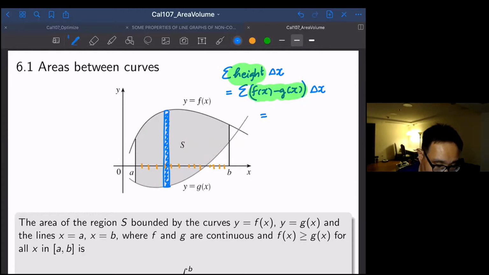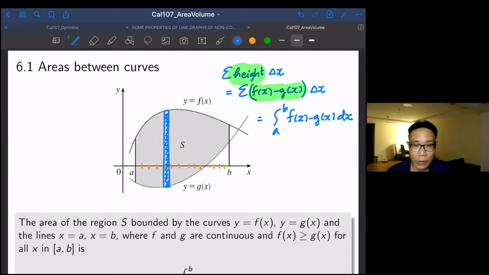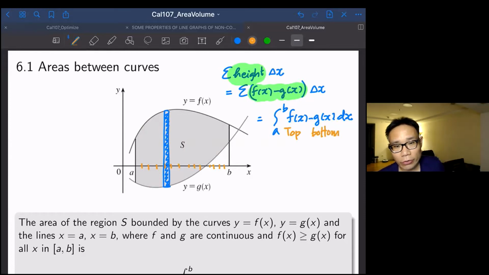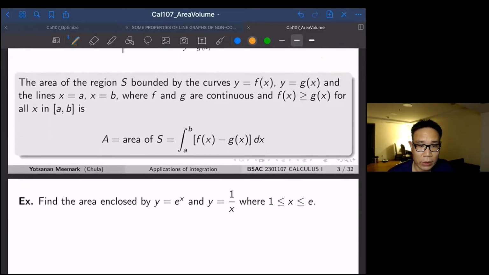This converts to the integral from a to b of f(x) minus g(x) dx. This is just the top function subtracted by the bottom function. So if you have y equal to f(x) and y equal to g(x), and you want to find the area between these two curves, it's just the top minus the bottom, integrated from a to b. So the area S is the integral from a to b of f(x) minus the integral from a to b of g(x). You can compute it this way, or you can integrate term by term: the integral of f(x) minus the integral of g(x). This will be the area.